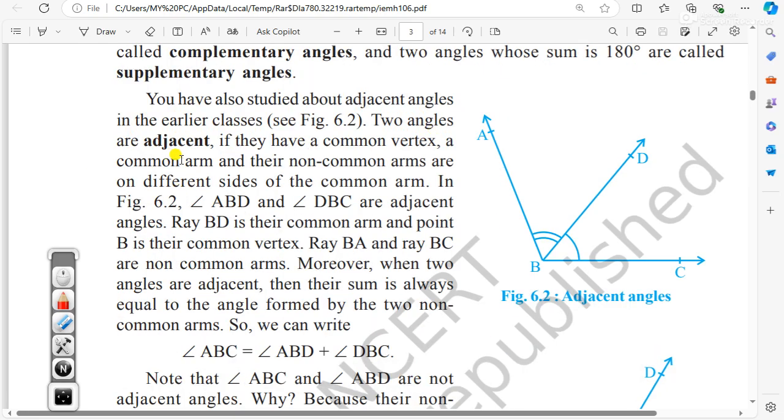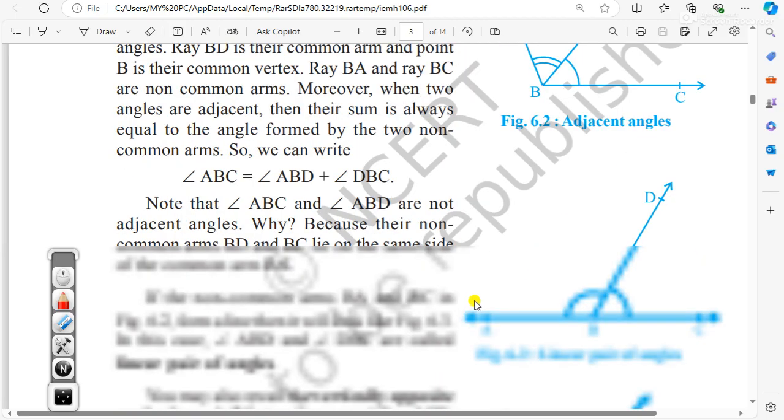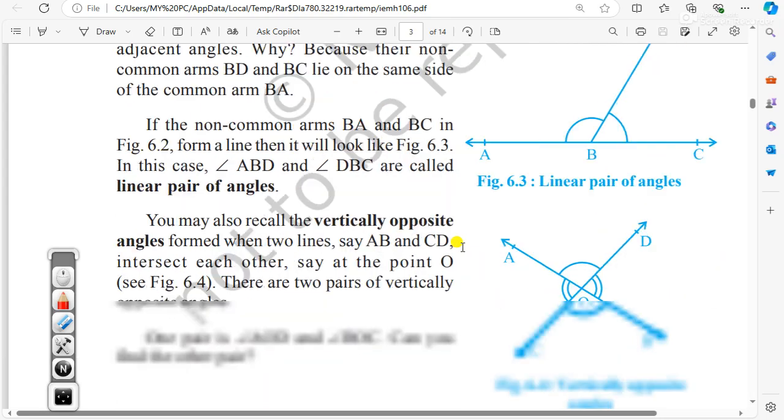Two angles are adjacent if they have a common vertex, a common arm, and their non-common arms are on different sides of the common arm. This is the common arm, and these are the non-common arms, right? And B is the common vertex. Then it can be said to be adjacent angles. Now angle ABD and angle DBC are adjacent angles, right? We know all these things.